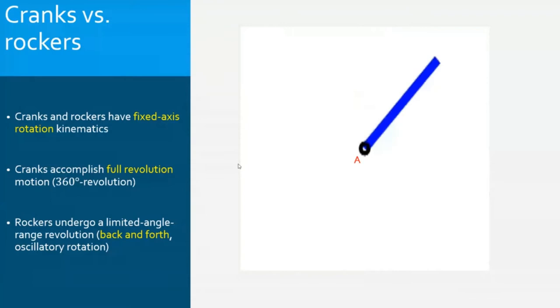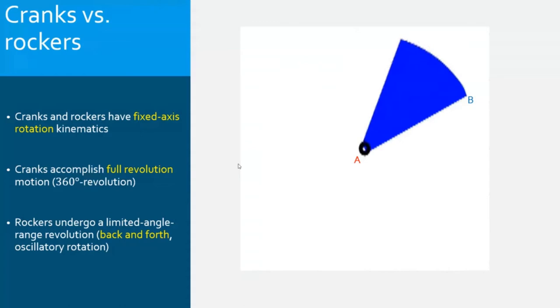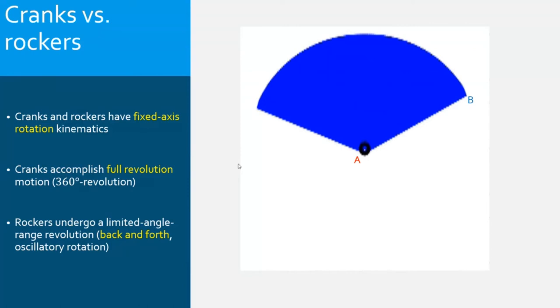So here again, if I follow just the end of the rocker, it will complete only an arc of the circle. It can complete only a part of the circle. It cannot draw the whole circle. If I attach a pen at the end of the rocker and make a paper, it cannot complete the full circle. And again, if I see all the positions and draw them one by one, here I will have just a sector or a part of the circular surface. I cannot have the full circular surface.